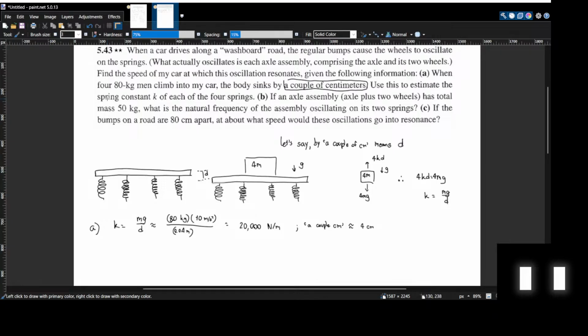Anyway, okay. The spring constant k of each of the 4 springs, we found it successfully. If an axle assembly has total mass 50 kilograms, what is the natural frequency of the assembly oscillating on its 2 springs?